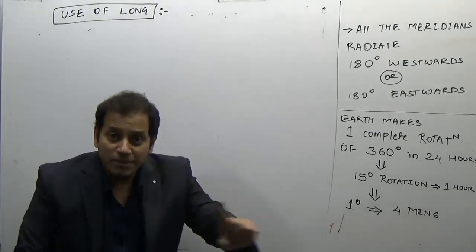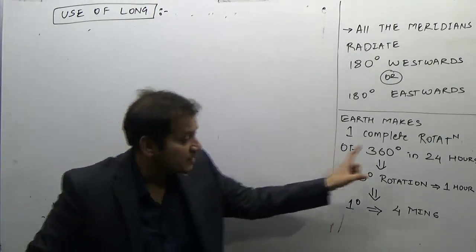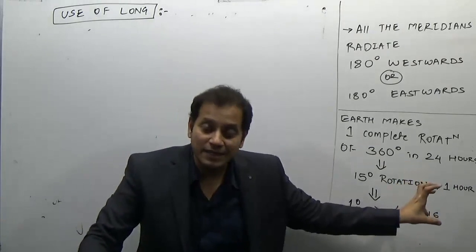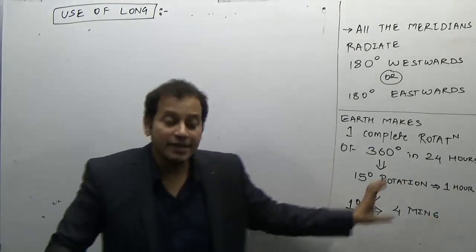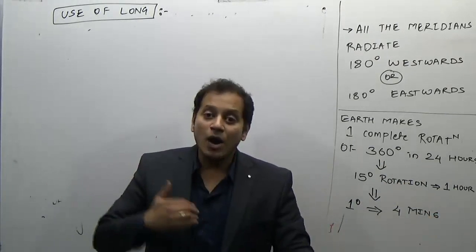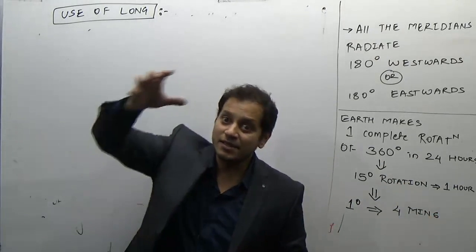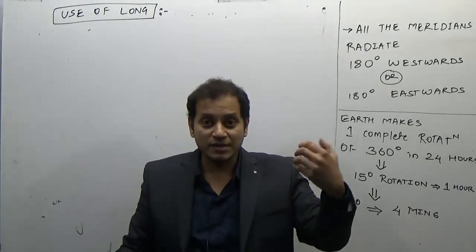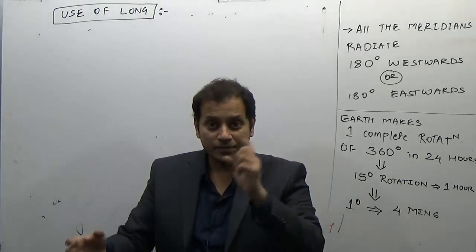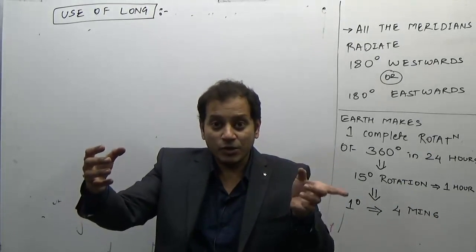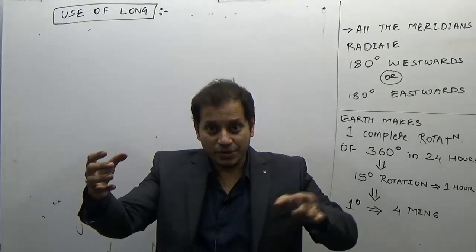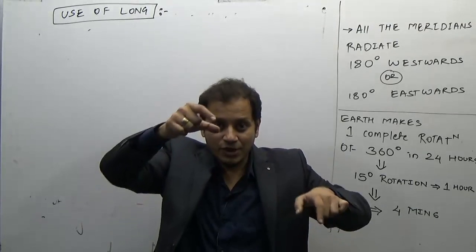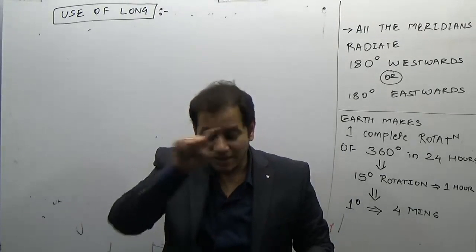Because to complete one rotation of 360 degrees, the Earth takes 24 hours. That means in 1 hour it completes the rotation of 15 degrees, or in 1 degree it completes the rotation in 4 minutes. How does the Earth rotate? We say the sun rises in the east and the sun sets in the west. Does the sun actually rise in the east? If this is the Earth which is rotating, and this is the sun, the Earth rotates from west to east this way, and therefore we feel that the sun is rising from east to west, because it is the Earth's rotation.